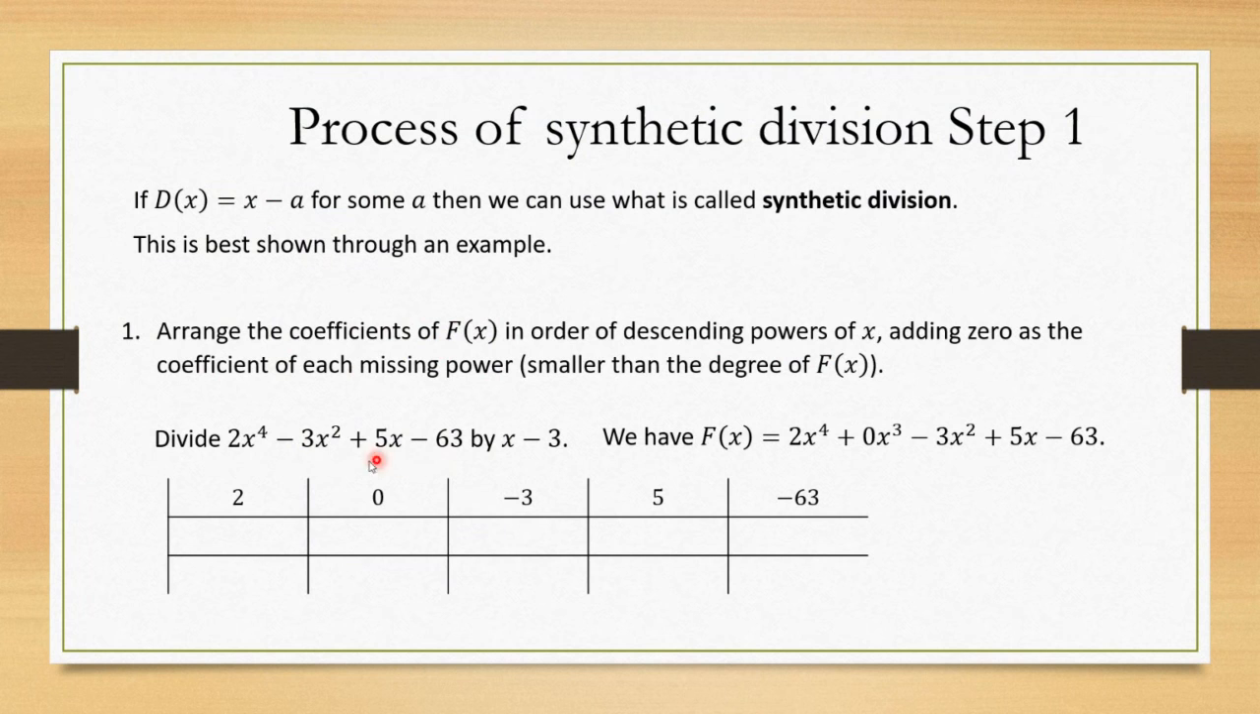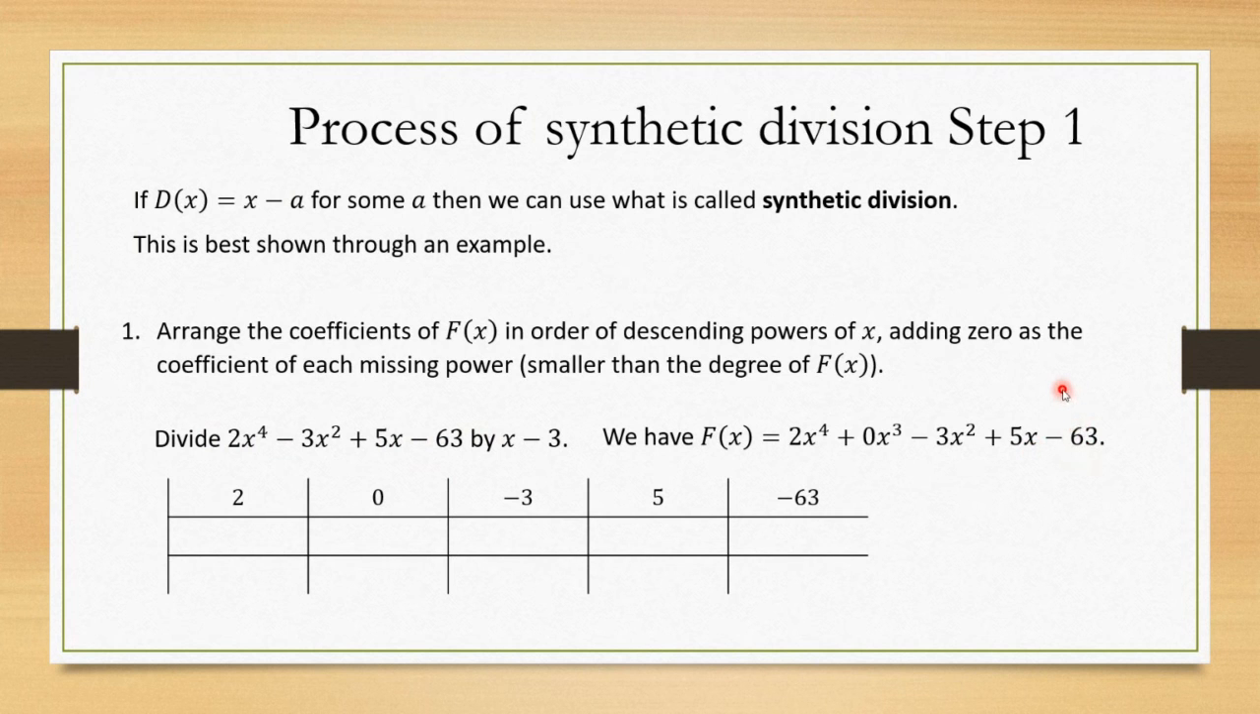Here we have this polynomial. We're dividing it by x minus 3. So this is our d of x, our divisor. This is our dividend. So we have 2x to the 4. Notice we're missing an x cubed term, so we put in 0x cubed. Minus 3x squared, it's already there. 5x, that's there. Minus 63, that's there as well, as you can see.